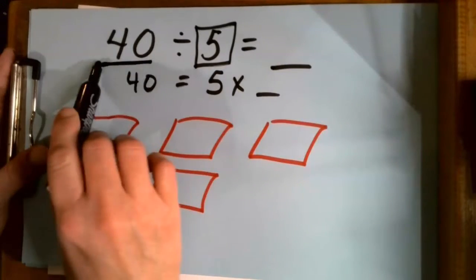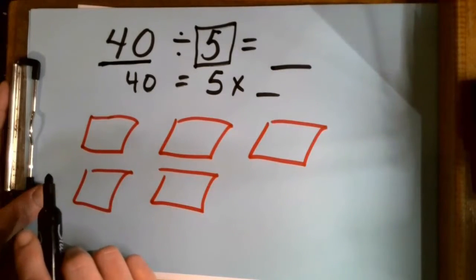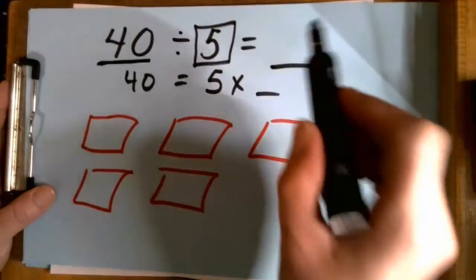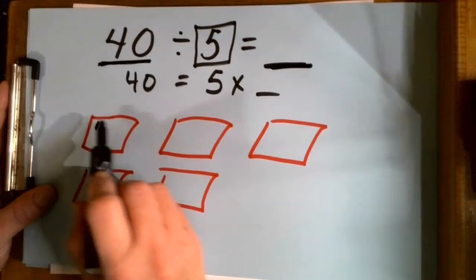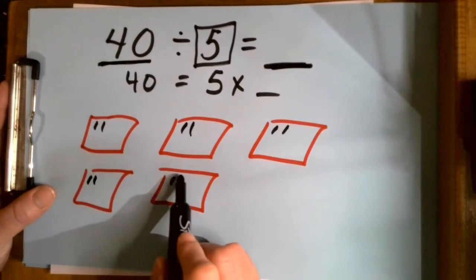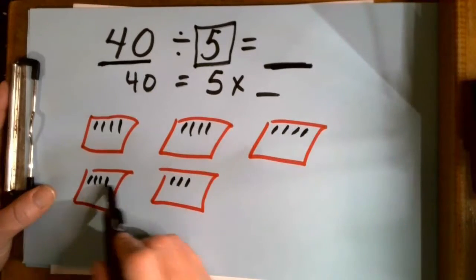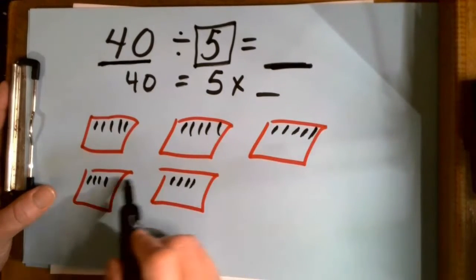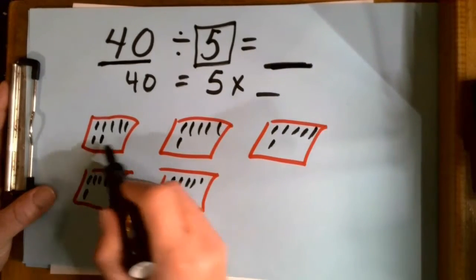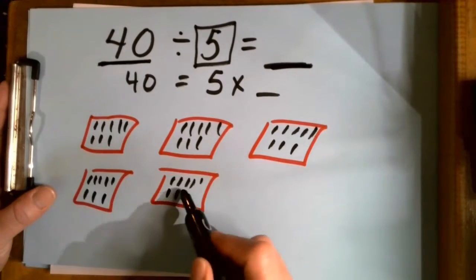So I'm going to take the number 40 and go one at a time. I know that takes a bit, but I'm going to count to 40 until my 5 boxes are filled up with the correct quotient. 40 divided by 5. 1, 2, 3, 4, 5, 6, 7, 8, 9, 10, 11, 12, 13, 14, 15, 16, 17, 18, 20, 21, 22, 23, 24, 25, 26, 27, 28, 29, 30, 31, 32, 33, 34, 35, 36, 37, 38, 39, 40.